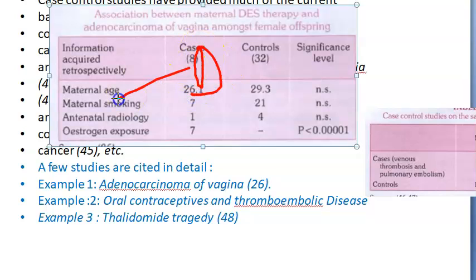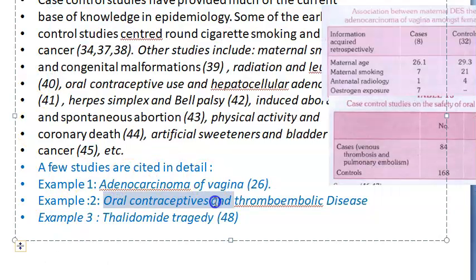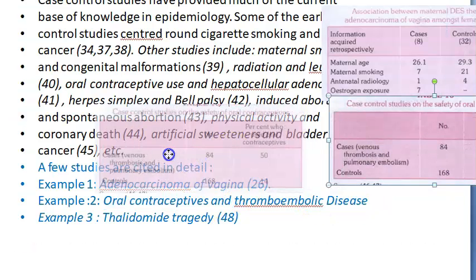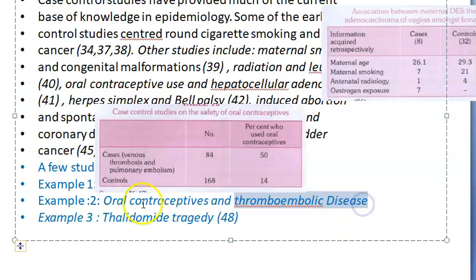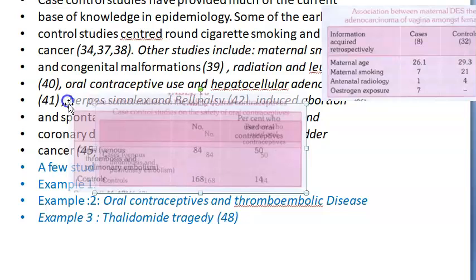And you're able to find out multiple causes. That is even great, right? You're able to find out multiple causes, possible causes, okay? These are all the possible causes for this disease. Another example they're giving here, oral contraceptives and thromboembolic disease. So people have thromboembolic disease already. Go back and see whether they used oral contraceptives, right? Let us look at this.